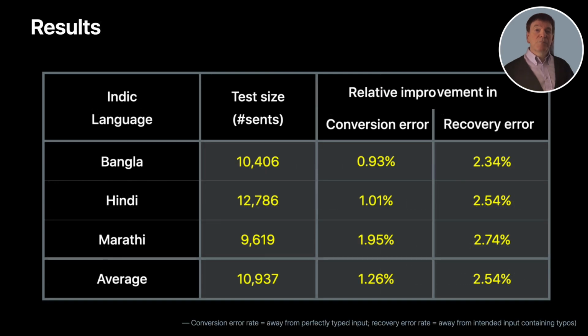And those are the results we observed for the keyboard input case. We used two different evaluation metrics. The conversion error rate measures how many times the model corrects away from intended input by suggesting a spurious candidate. And the recovery error rate quantifies resilience to different types of common mistakes in intended input. Both figures of merit show a small but consistent improvement across all three languages considered, which validates the proposed multilingual strategy.